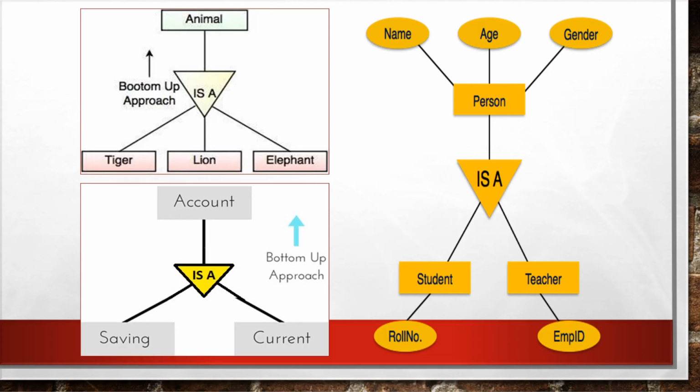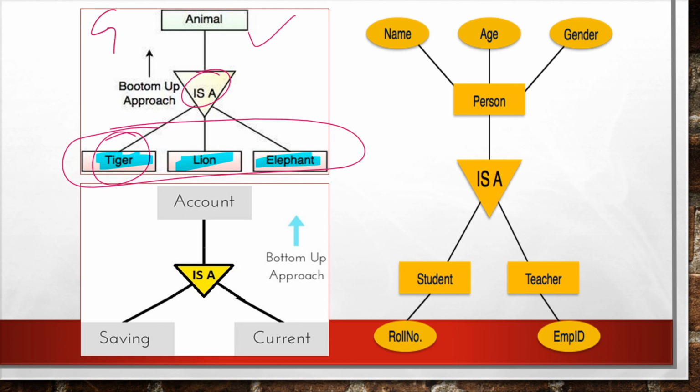Another example is animal. Animal can be represented as a class, or we can say a common or generalized entity. Next we have animal is a tiger. Now animal is specialized to tiger, animal is specialized to lion, animal is specialized to elephant. So these are the specialized classes, and this is the general class, right?